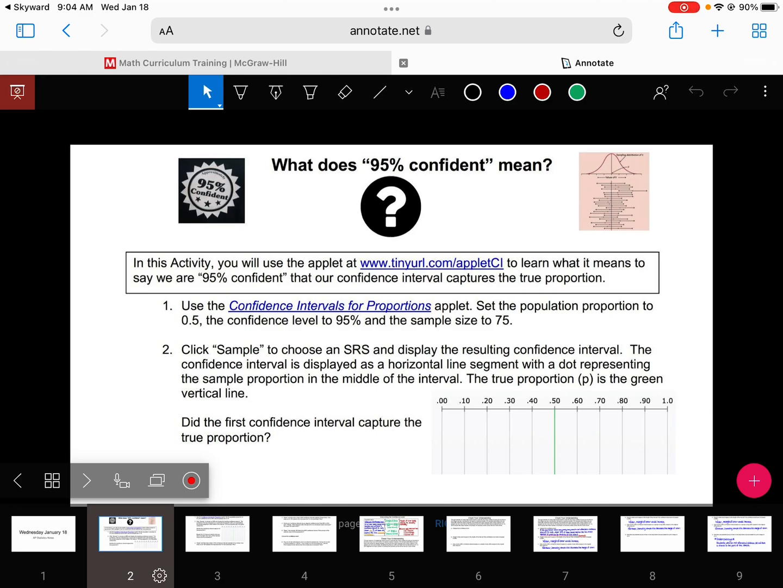Once you have the population proportion, the confidence level, and the sample size set, let's go down and read number 2 in your packet. We're going to click sample, not sample 25. We're just clicking that top button that says sample to choose a simple random sample. And we are going to display the confidence interval, which is what we learned how to calculate yesterday. So when I click sample, there's my confidence interval. And I want you guys to sketch that. Whatever yours is, I want you to sketch it onto that graph that you have there. So you kind of have a record of this.